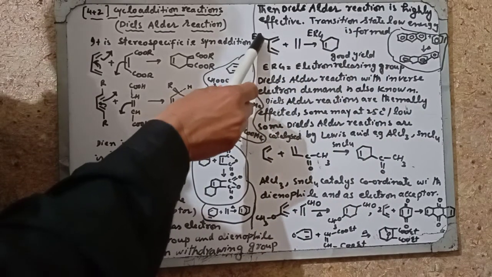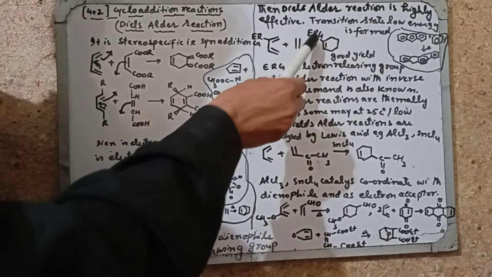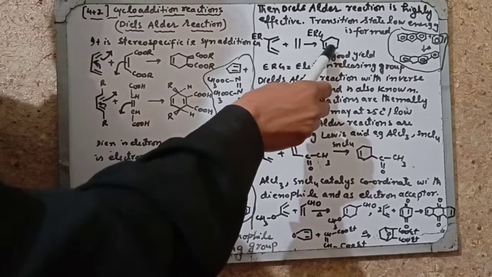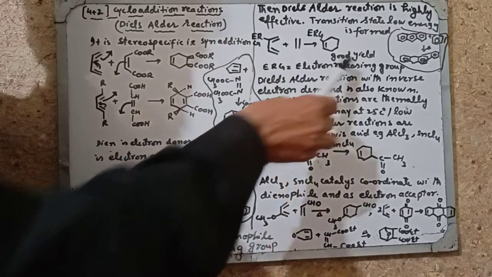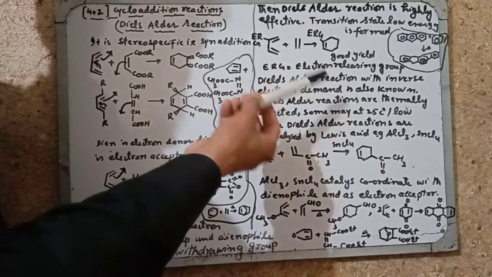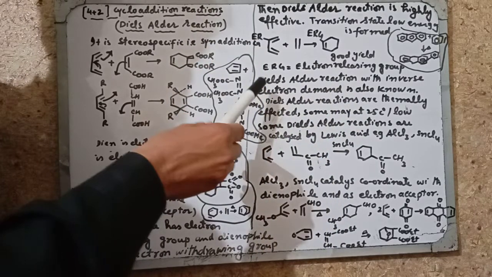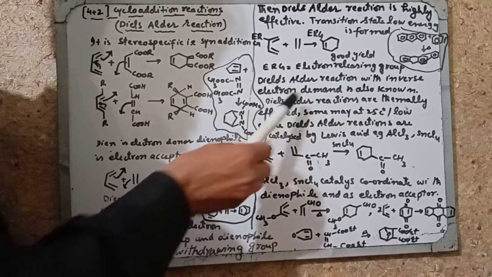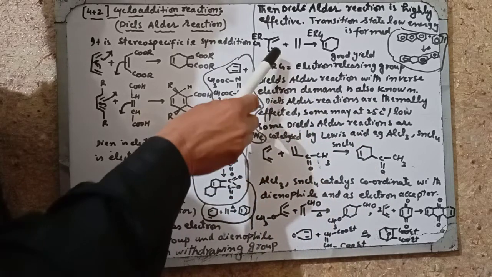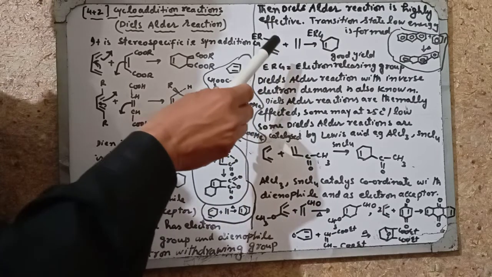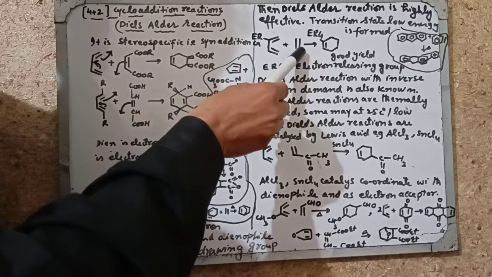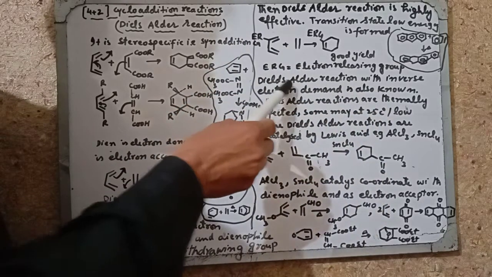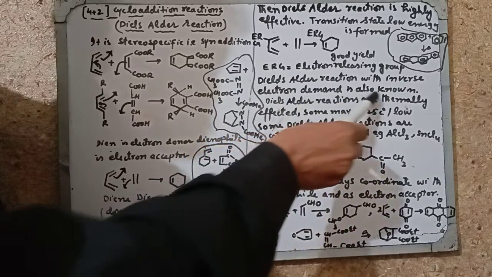This is the ERG, meaning electron releasing group. So this is the substituted diene which has an electron releasing group, so a good yield of product is obtained. ERG means electron releasing groups: NH2 group, OH group, Cl group, etc. Diels-Alder reactions with inverse electron demand are also known. In these reactions the diene acts as the acceptor and the dienophile acts as the donor. These are rare reactions.